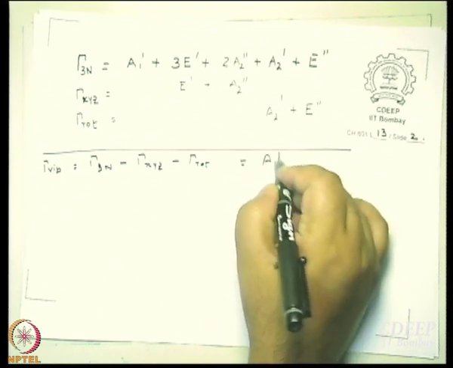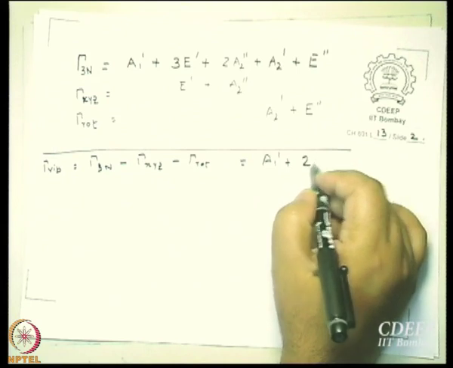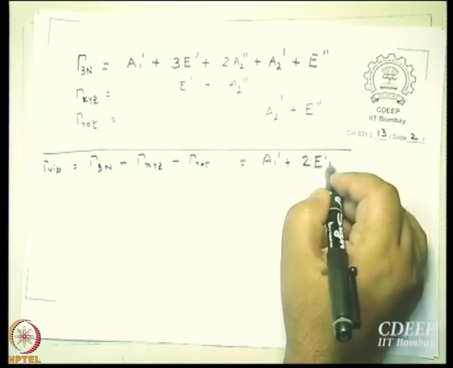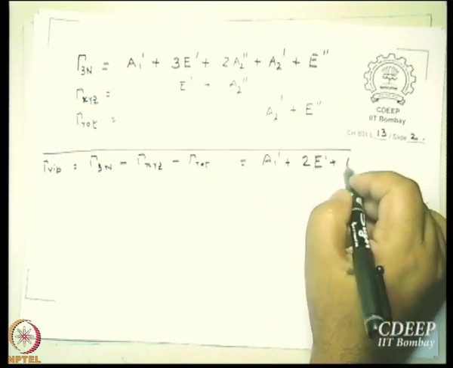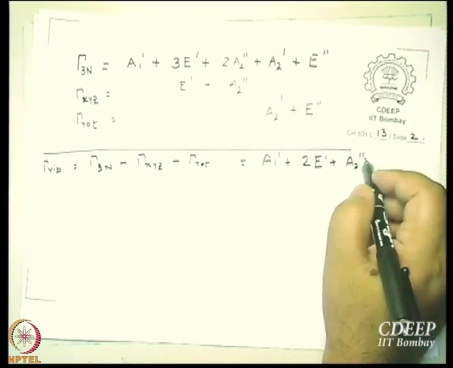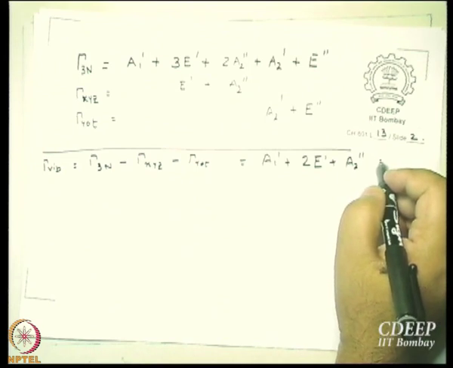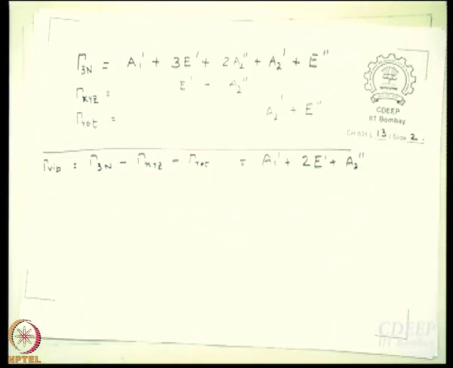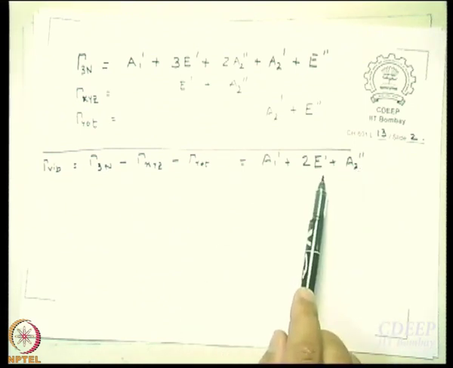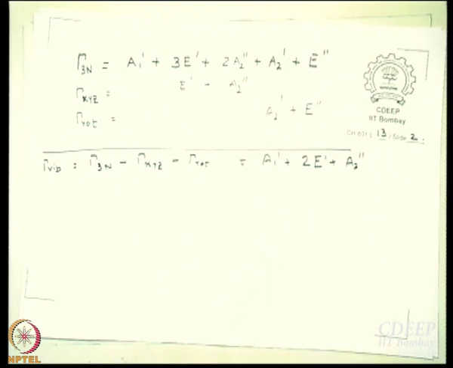A1 dash plus 2E dash plus A2 double dash, no, A2 dash, right? A2 dash gets cancelled, no, E double dash. How do I check whether my answer is right or wrong? Total dimensionality should be equal to 6. Is it 6? 1, 2 and 2 into 2. Don't forget, E dash is a two-dimensional representation.